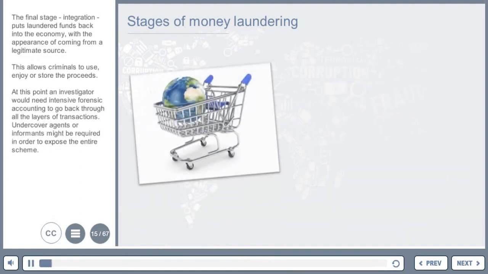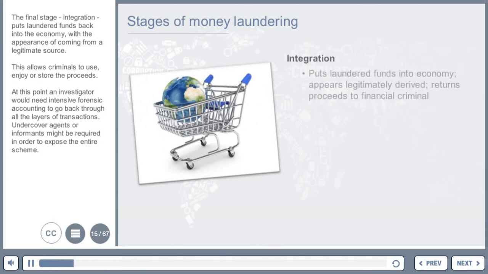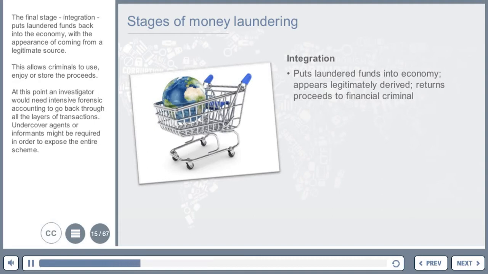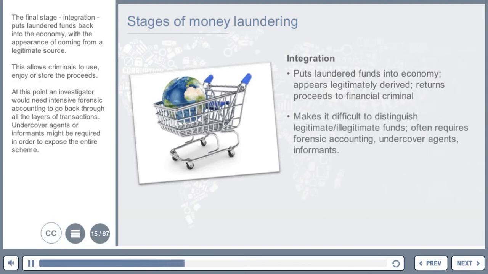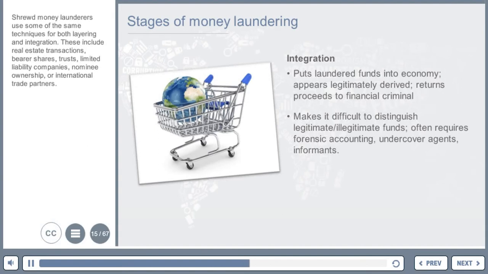The final stage, integration, puts laundered funds back into the economy with the appearance of coming from a legitimate source. This allows criminals to use, enjoy, or store the proceeds. At this point, an investigator would need intensive forensic accounting to go back through all the layers of transactions. Undercover agents or informants might be required in order to expose the entire scheme. Shrewd money launderers use some of the same techniques for both layering and integration. These include real estate transactions, bearer shares, trusts, limited liability companies, nominee ownership, or international trade partners.